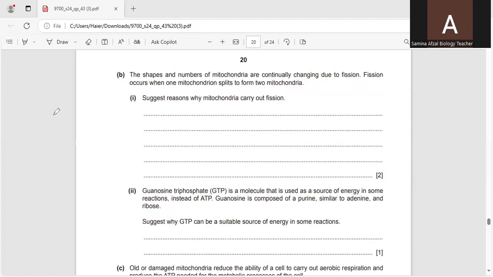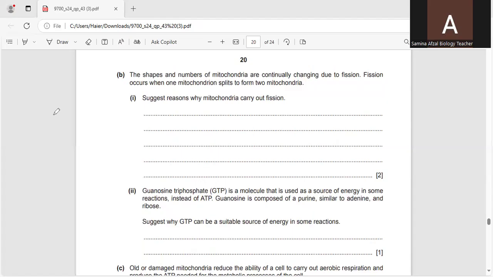When cell division takes place, every cell needs mitochondria for the production of energy. So mitochondria need to be distributed evenly to the daughter cells. Fission ensures that each new cell receives a sufficient number of mitochondria to meet its energy needs. Secondly, for quality control, damaged or dysfunctional mitochondria can be isolated through fission.